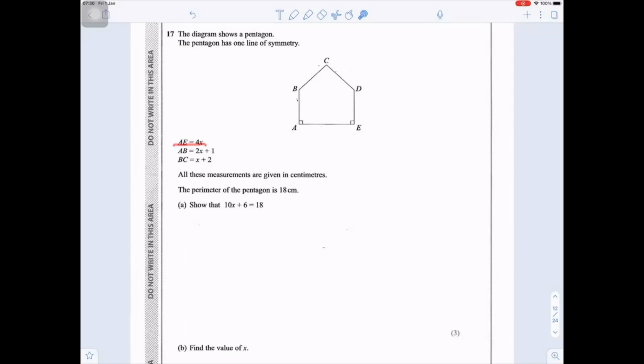AE is equal to 4x, AB is equal to 2x plus 1, and BC is equal to x plus 2. All these measurements are given in centimeters. The perimeter of the pentagon is 18 centimeters. Show that 10x plus 6 is equal to 18. That's part A. And part B, find the value of x.